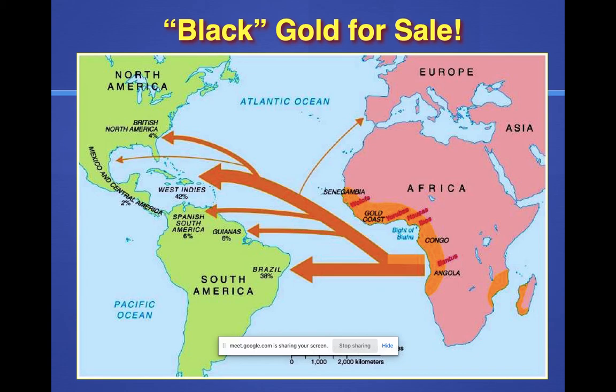And then they were taken over. And you can see only 4% went to North America at that time, okay? The majority are going down to Brazil, like I said, with the sugar plantations, and then 42% into the West Indies, which is the islands that are south of Florida.